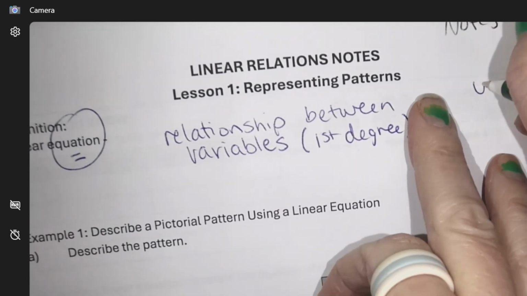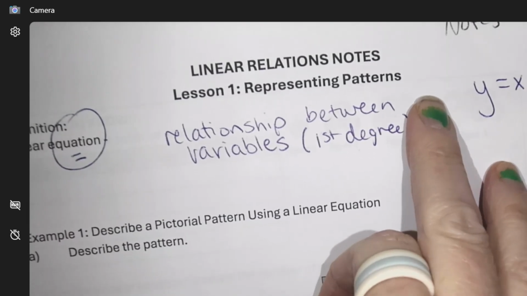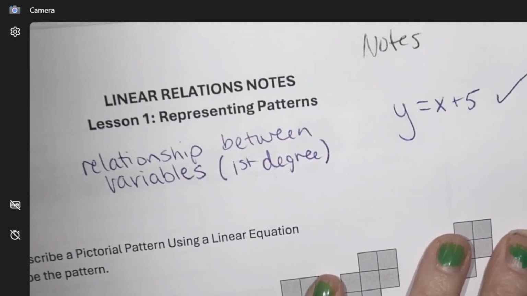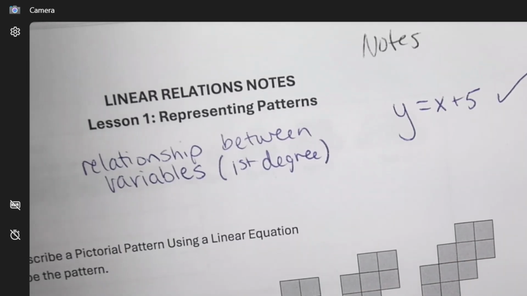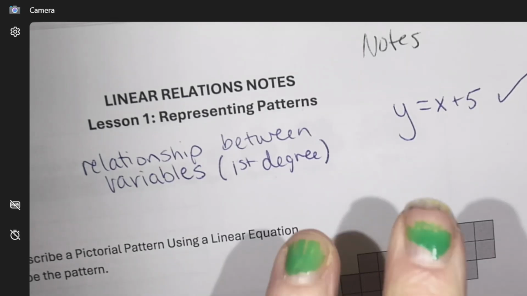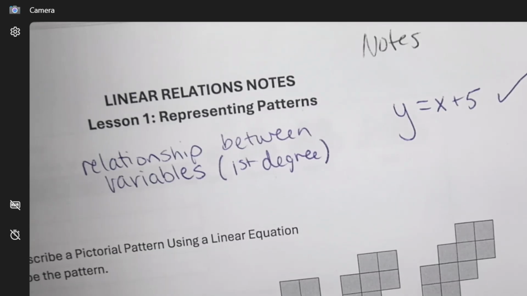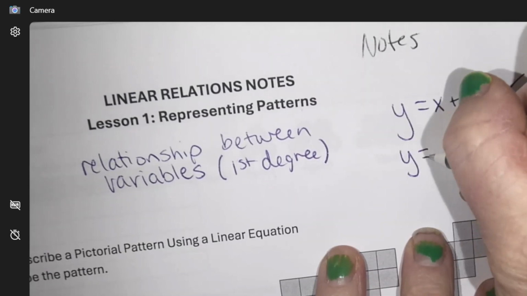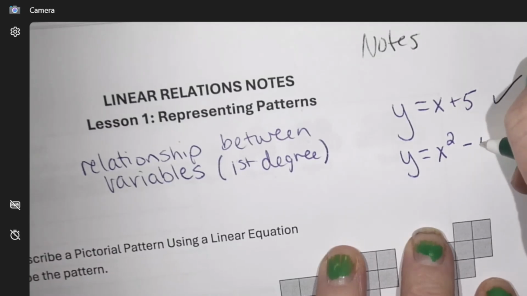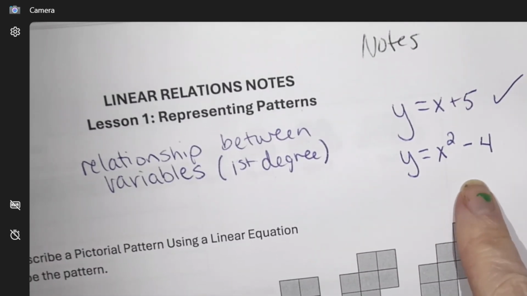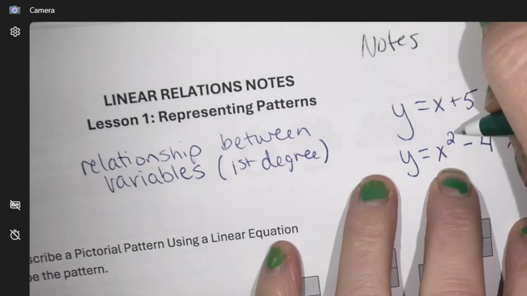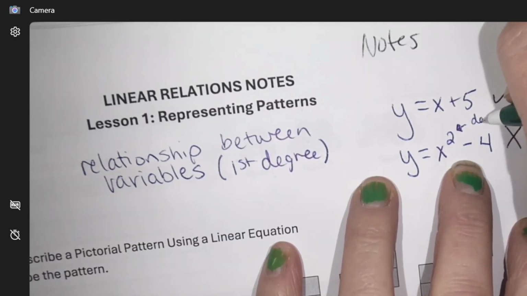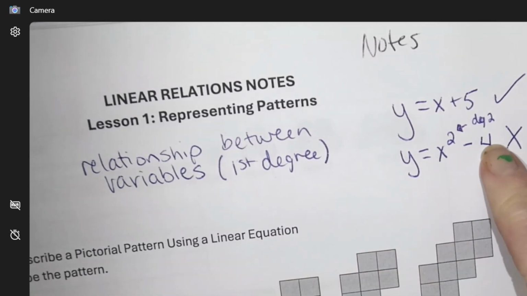Okay, so here's an example that is linear. It's comparing x's and y's together, and it's a first degree because why? The exponent on x is only a 1. And so then a 2 exponent would be a second degree. So now, is this a linear relationship or equation? No. Because this is a degree of 2.